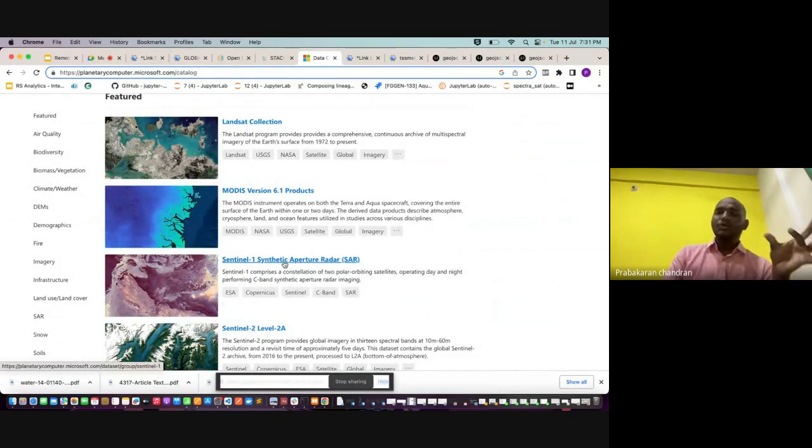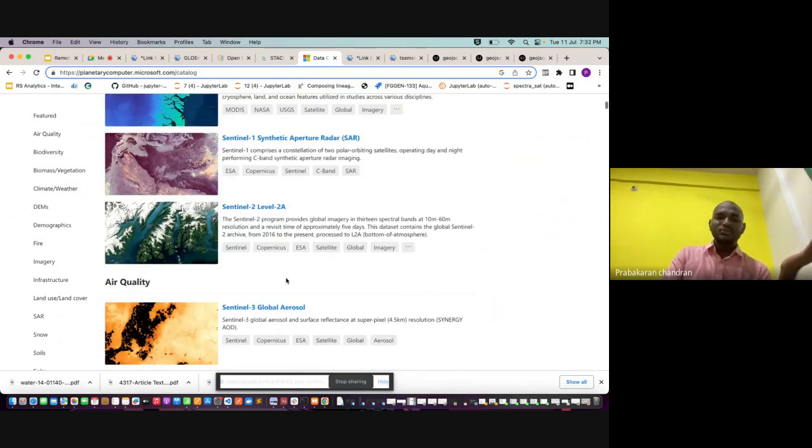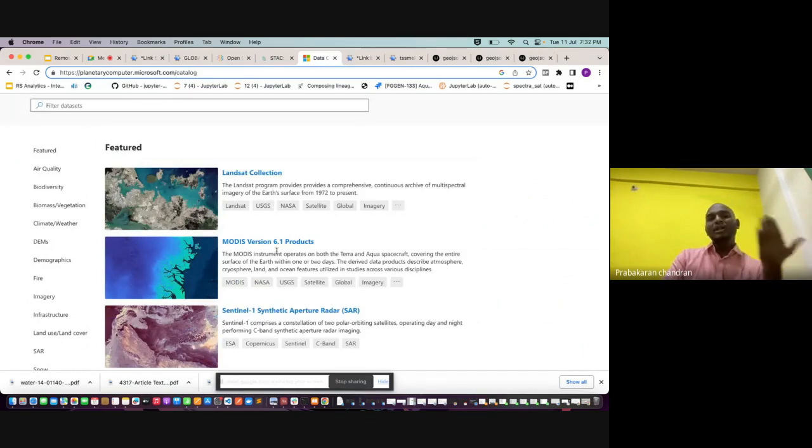So radar is used for capturing surface behaviors. It is not for vegetation or anything. It is more or less for elevation or water depth, all those things we can use radar information for. And Level 2A is there. So these are all important.